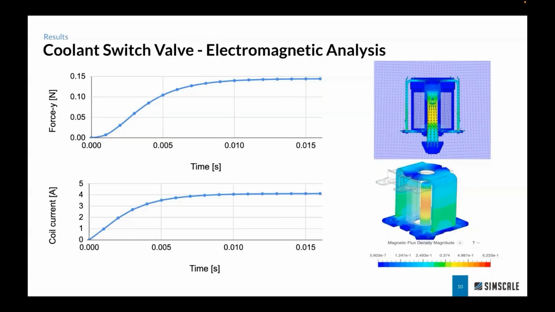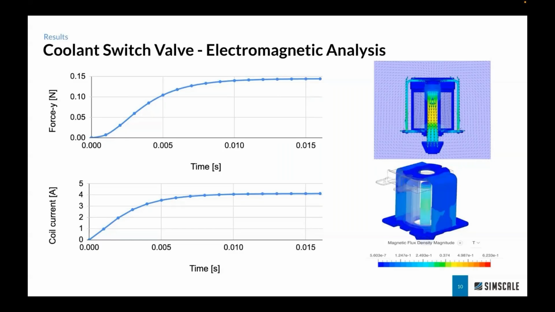First, starting with electromagnetics. Here I'm showing a graph of the force generated in the downward direction, because that was the direction needed to move the plunger and close the valve, plotted against time. Along with that, we also see the coil current over time. Since the coil was voltage excited, we can easily see the current building up over time, and force generation is also following a similar pattern.